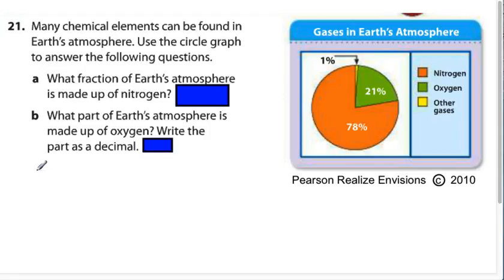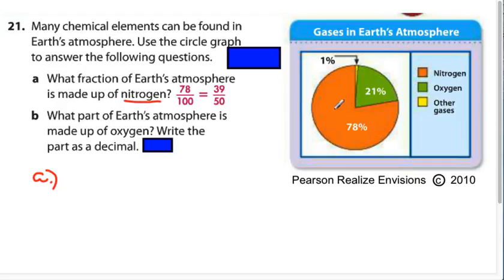Let's take a look at A and see how they came up with their answer. Okay, the answer for A is 78 hundredths, which equals 39 50ths. All right, and this is how they came up with it. You're talking about what fraction of the Earth's atmosphere is nitrogen. Well, nitrogen is 78% of our atmosphere. So if we take 78% and we want to write that as a decimal, which would be 78 hundredths.